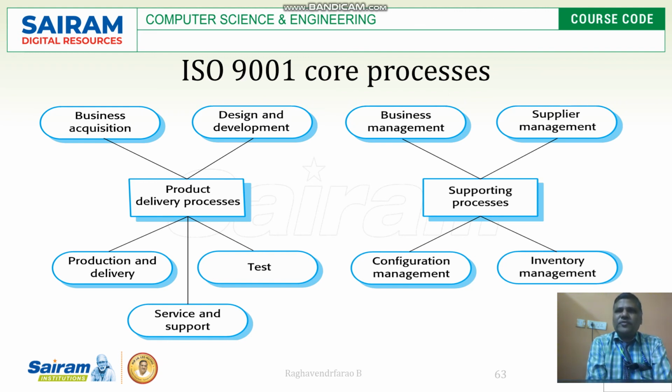Some core processes of the 9001 format are business acquisition, design and development, product delivery process, then production and delivery, testing, service and support. Whether you followed all these things or not, they will ask individually. If everything is accepted with the proper formatting and they have followed all the information that was said in the beginning, then it is going to be accepted. If not, that particular model is going to be a failure.